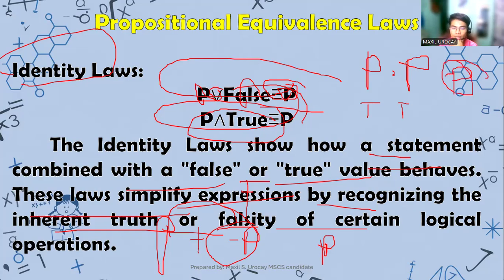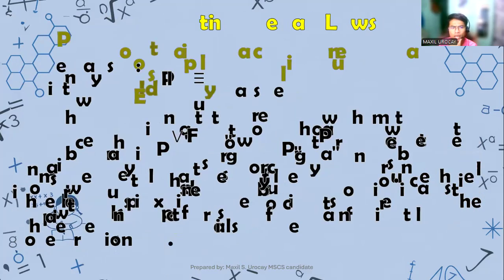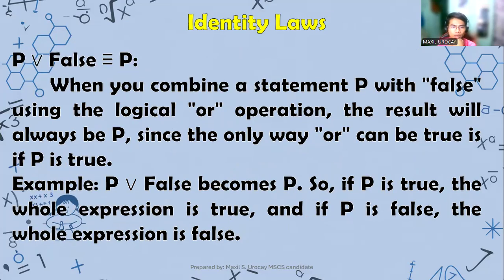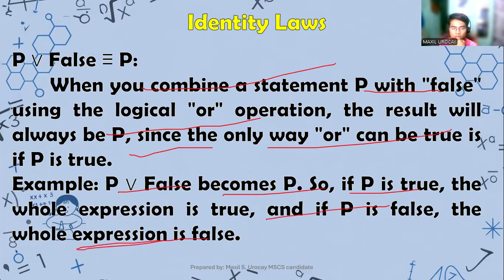So they are identical. So meaning to say, for P or false, considering true and not true, that is false, true plus false, it will become true. That is identical. Hopefully you were able to understand that. It's really so simple. Even grade 1 can understand that. When you combine a statement P with false, using the logical or operation, the result will always be P, since the only way or can be true is if P is true. Example, P or false becomes P. So if P is true, the whole expression is true. And if P is false, the whole expression is false.